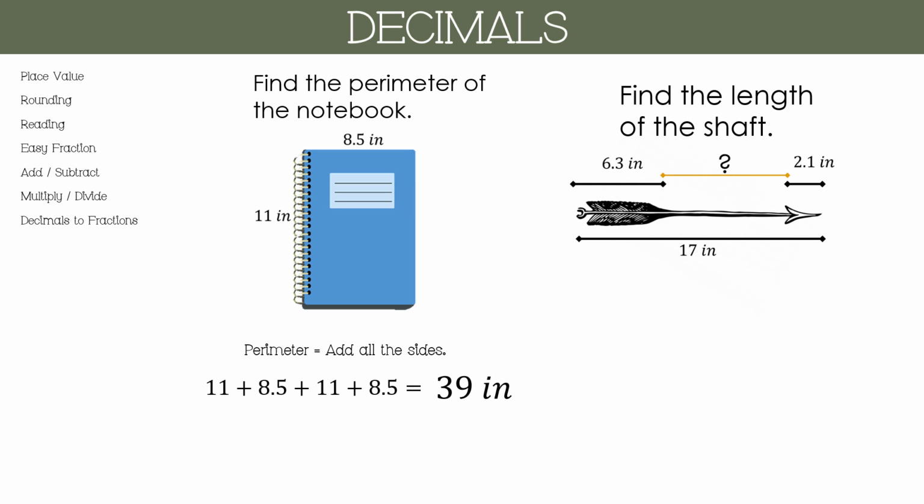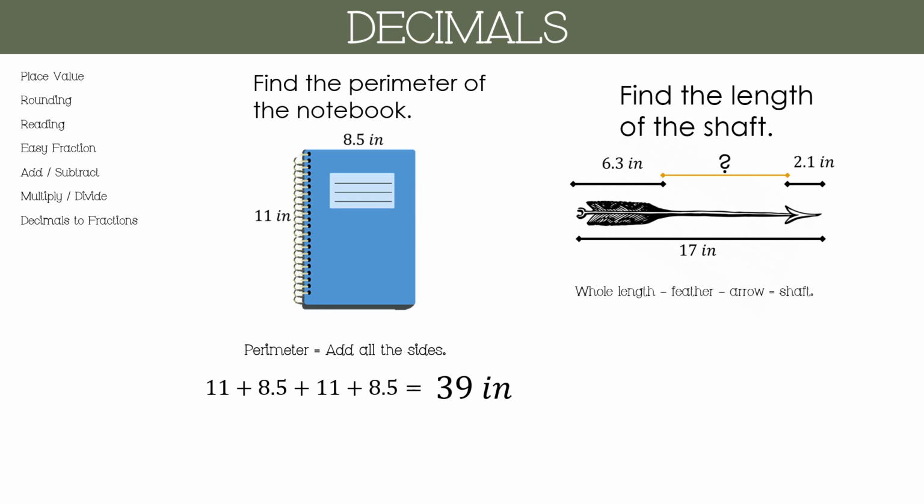Let's look at this arrow. We want to find the length of the shaft. The shaft is the center part. Well, we know that the feather is 6.3 inches, and we know that the arrow is 2.1 inches, and the whole feather is 17 inches. What do you think? Well, if you said subtract, you're right.